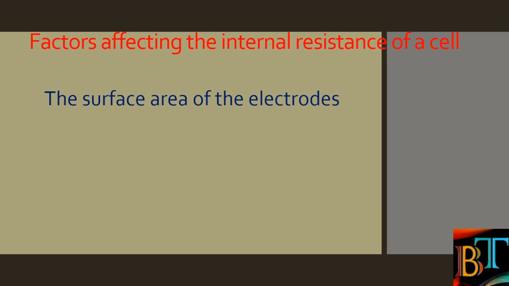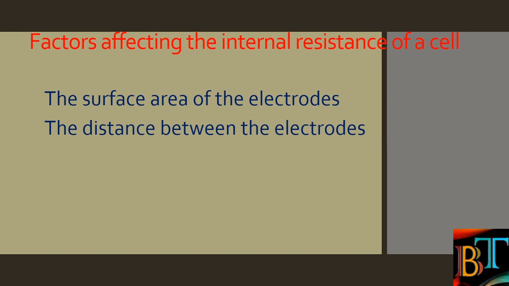The second factor is distance between the electrodes. More distance between the electrodes, greater is the internal resistance. In normal resistance, as the length of the wire increases, the resistance increases. Here, as the distance between the electrodes increases, internal resistance increases.